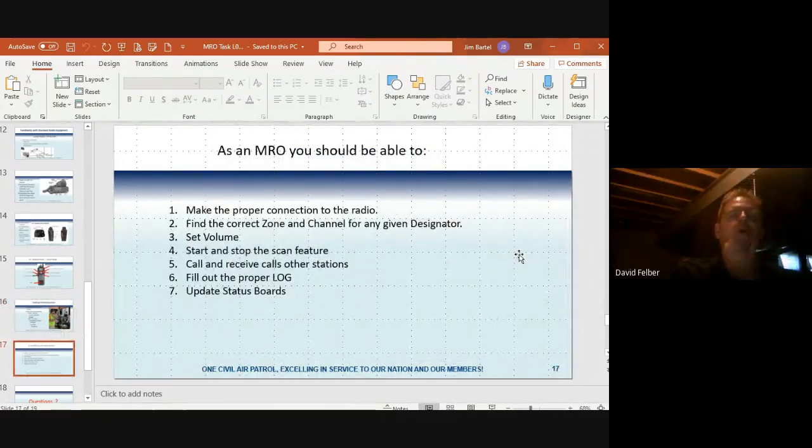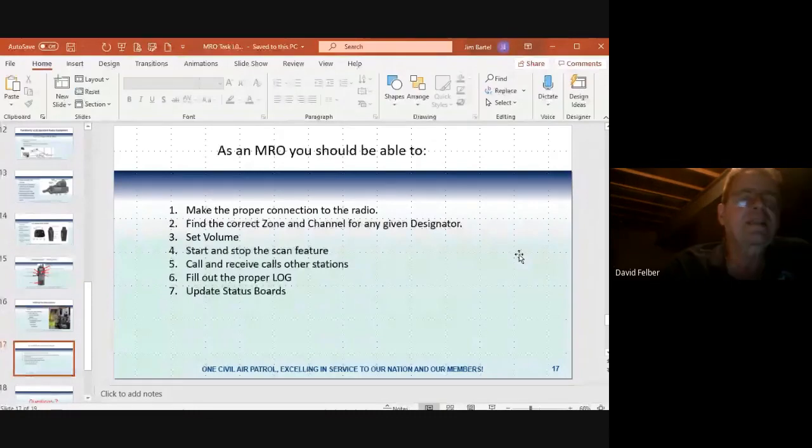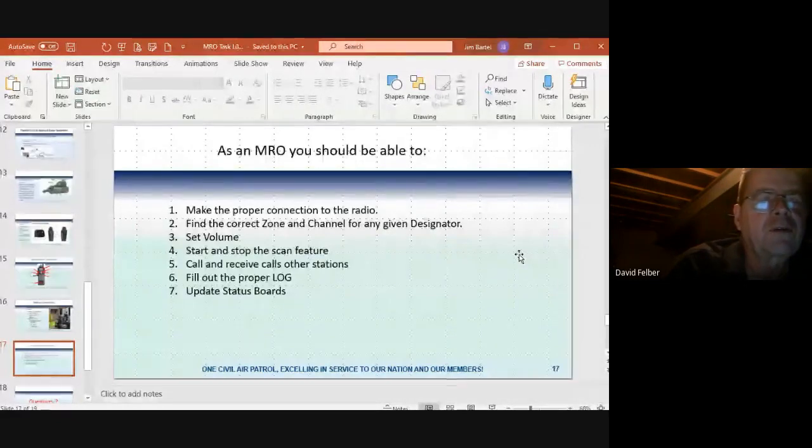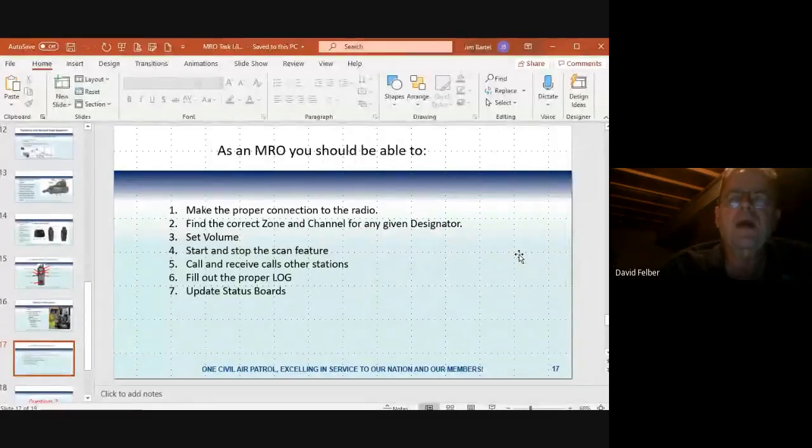Okay, as a mission radio operator, you should be able to make the proper connections to the radio, antennas, power, and microphone. Find the correct zone and channel for any given designator, set the volume, start and stop the scan feature if you're going to use it. How to call, receive calls from other stations, fill out the proper log, and we'll cover the log a little bit later, and update your status boards. Any questions about any of those tasks?